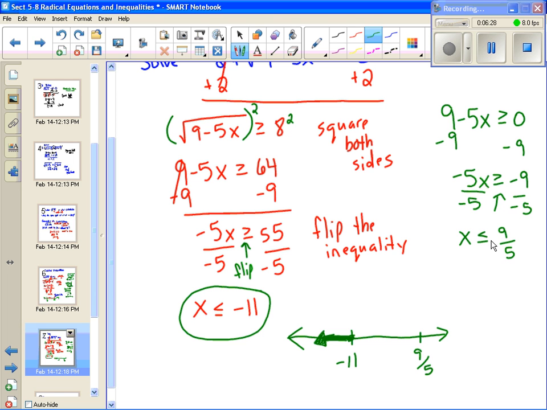If this had been greater than a particular value, if it was especially, it would have to be below negative 11, then that would have added a restriction. But in this case, it does not.